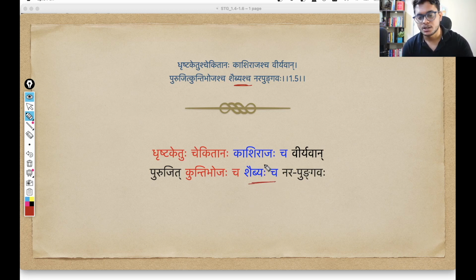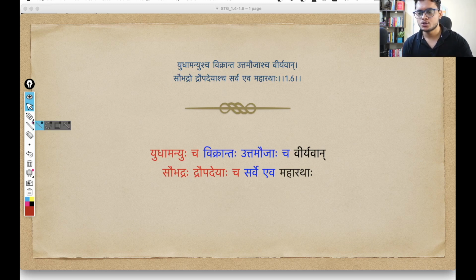This is the sandhi vichhed version, where after this visarga we have a cha. So due to that sandhi, what will happen? In place of visarga, sha will come, and that's what happened. So shaibhyah cha becomes shaibhyas cha, and you can see this in a lot of places. Dhrishtaketuhu chekitanaha becomes dhrishtaketus chekitanaha. Then kashirajah cha becomes kashirajascha. Okay, so this sandhi we are encountering a lot of times.